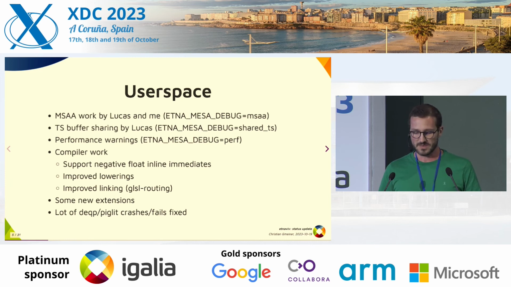The last months, I was working on different compiler and linker topics. For instance, we support negative inline immediates now. Our NIR lowerings got better and helped to decrease the instruction count. And I finally was able to tackle an item that was sitting for too long on my to-do list. Piglit's GLSL routing tests are now passing, which is really great.